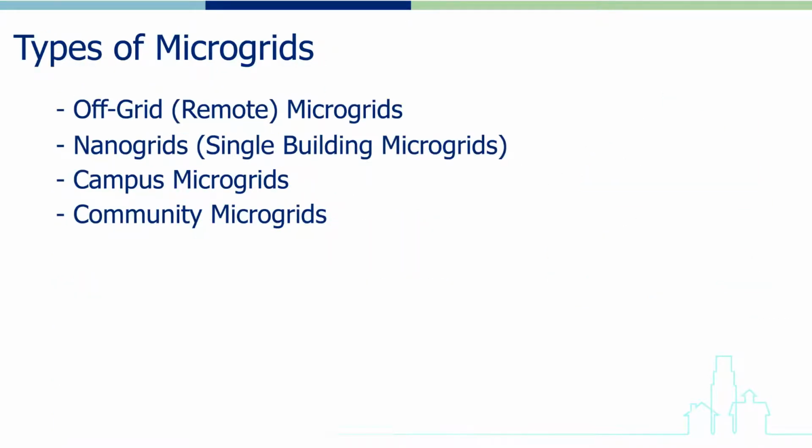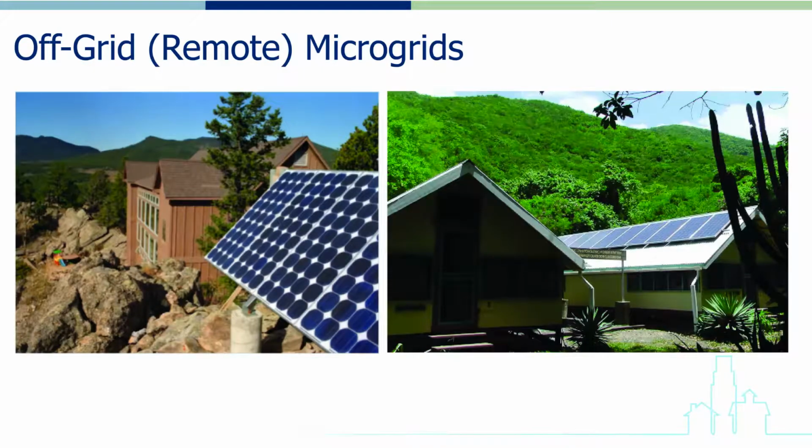There are 4 basic types of microgrids: off-grid microgrids, nanogrids, campus microgrids, and community microgrids. Let's take a closer look at each type. Off-grid or remote microgrids are not connected to the utility grid. They supply all the electricity needs of a building and are often used in areas where it is economically unfeasible to use or extend the utility grid. Remote microgrids operate in island mode all the time.